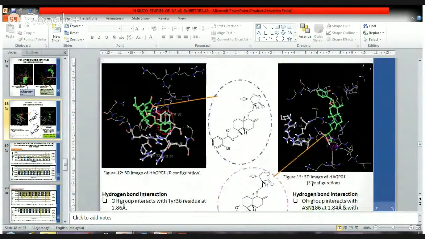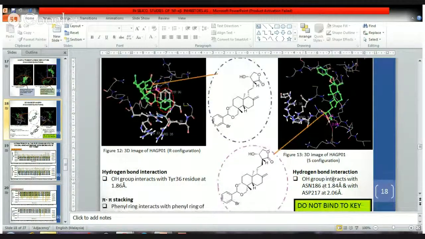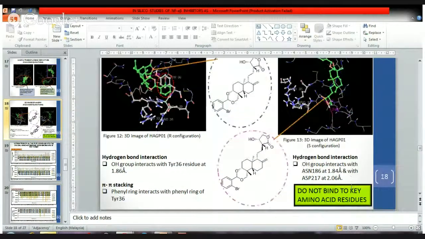But when we look at the S configuration, when the HAGP01, the S configuration, binds to the target, there is no pi-pi stacking interaction being seen with the key amino acid residues, but there is presence of hydrogen bond interaction. But this hydrogen bond interaction is found to happen only with asparagine 186 as well as aspartic acid 217, and it does not form a hydrogen bond with the 5 key amino acid residues.